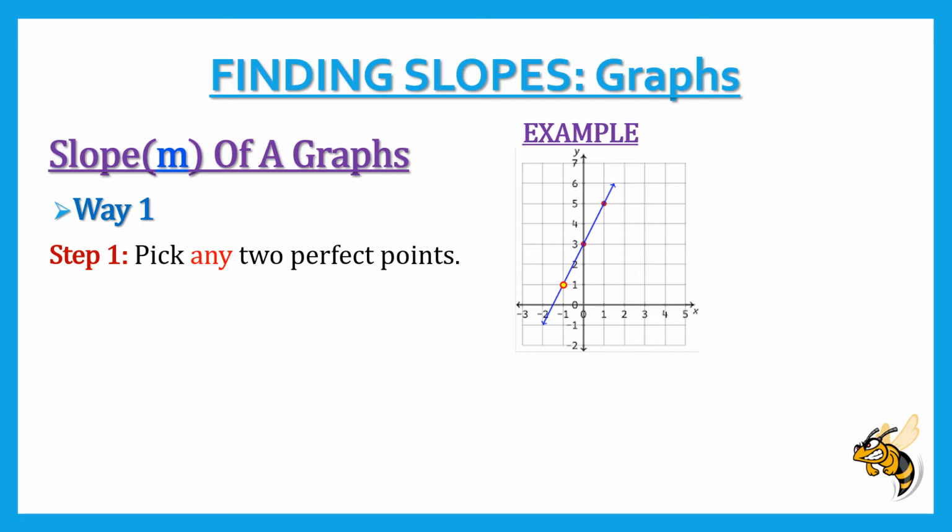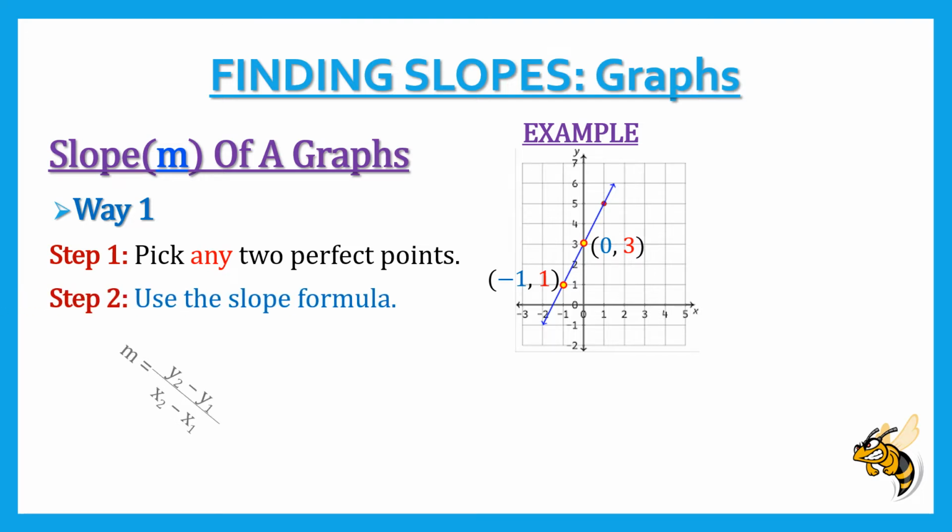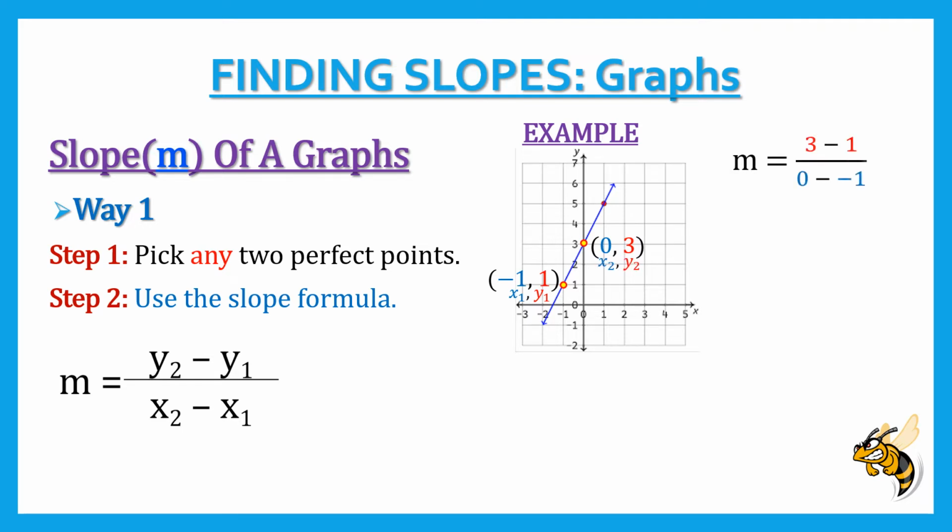So I can use -1, 1, because that's a perfect intersection. And I can also use 0, 3, because that's also a perfect intersection. Use the slope formula, which is y2 minus y1 over x2 minus x1. So it should be 3 minus 1 over 0 minus -1.